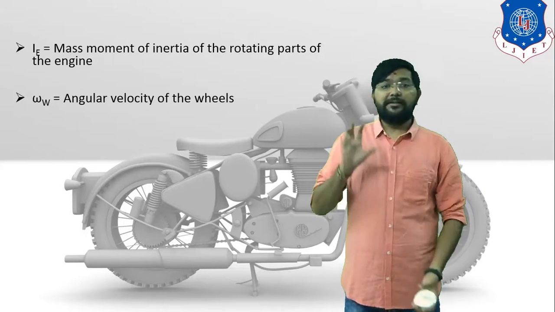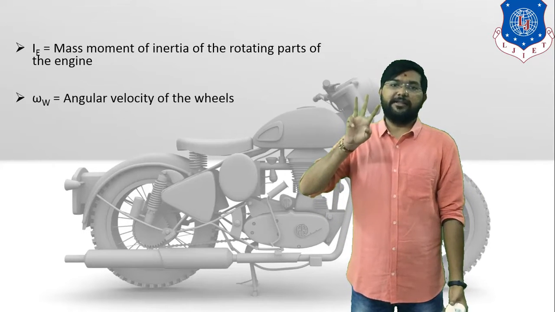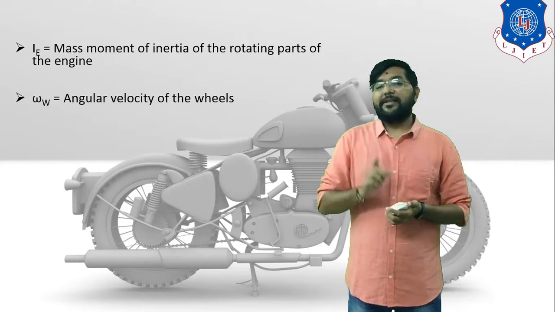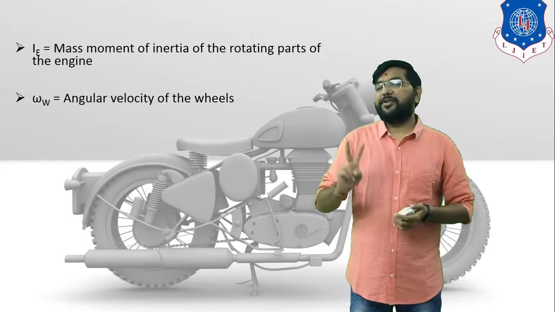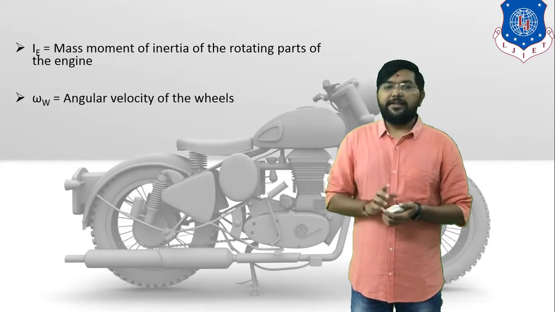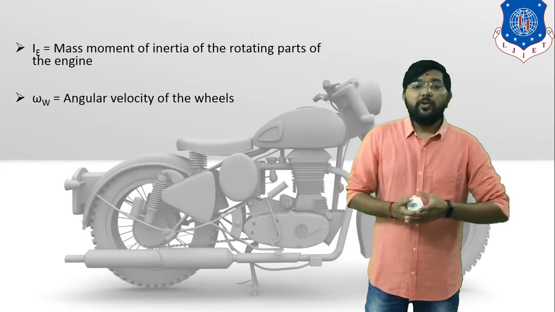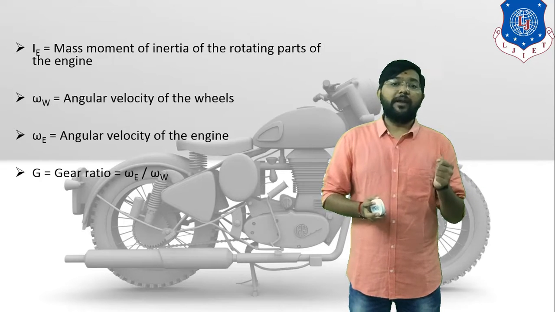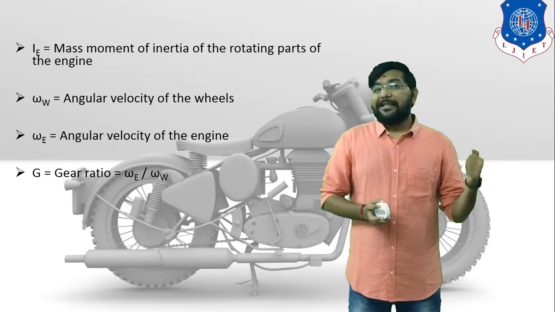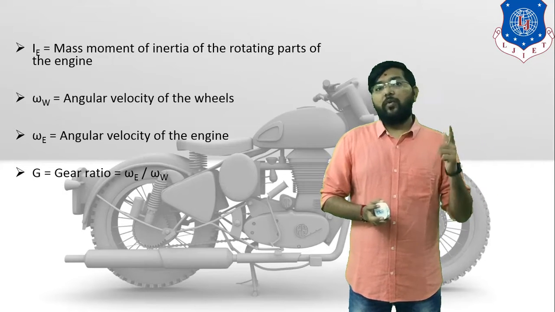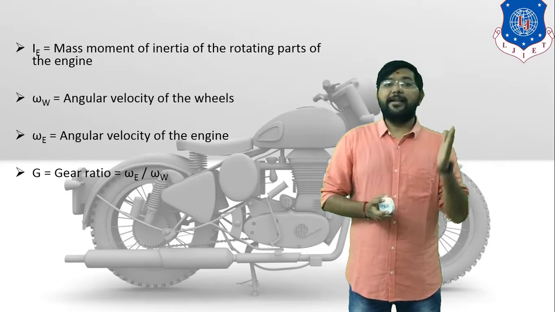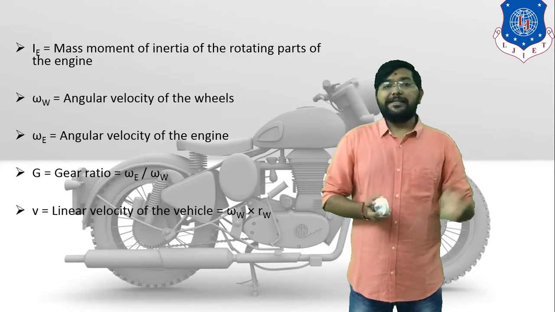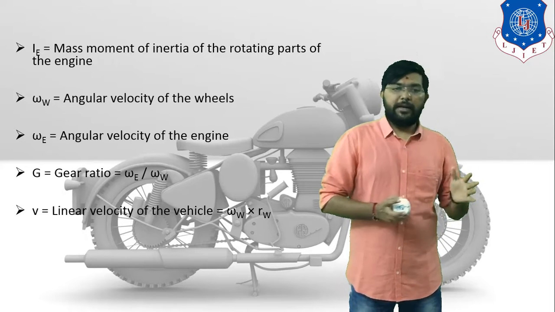Now you all know in gyroscopic effect there are three axes, and all three axes are at right angles to each other. The first is the axis of spin, the second is the axis of precession, and the third is the axis of gyroscopic couple. Omega W indicates the angular velocity of the wheel and omega E indicates the angular velocity of the engine. Capital G indicates the gear ratio. You all know the equation of gear ratio: it is the ratio of the angular speed of the engine to the wheel. G is equal to omega E upon omega W.